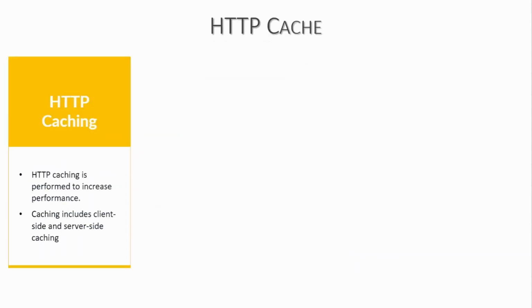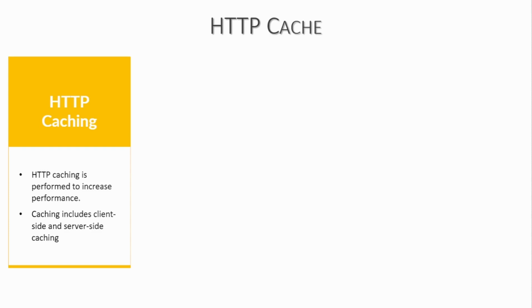We also have HTTP cache, which is performed to increase performance, and it is also another form of server offloading. Caching can be done as client-side caching with the client's browser, like Chrome or Firefox. Response content is stored in the browser's local cache. Then when there are new requests for the same content, the cached content is used and displayed, and this will reduce the need to request it from the server again.